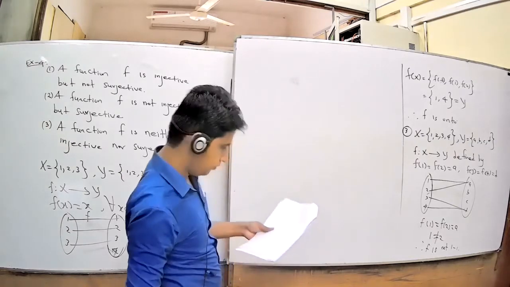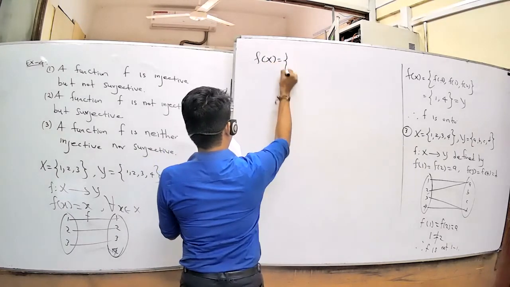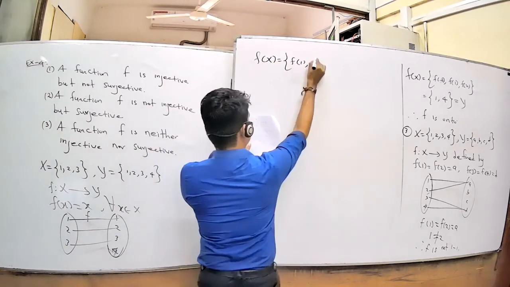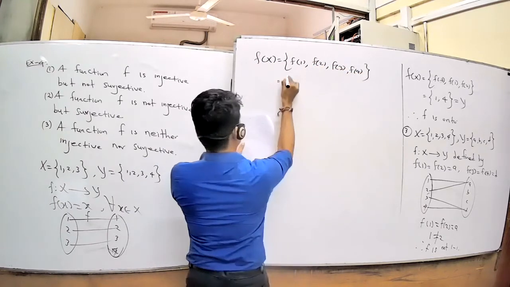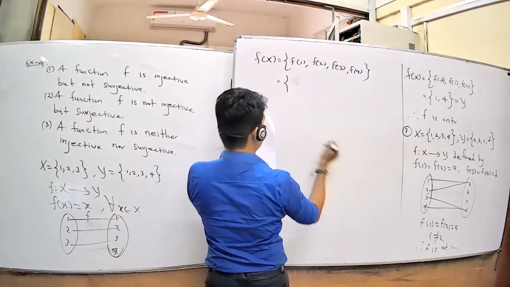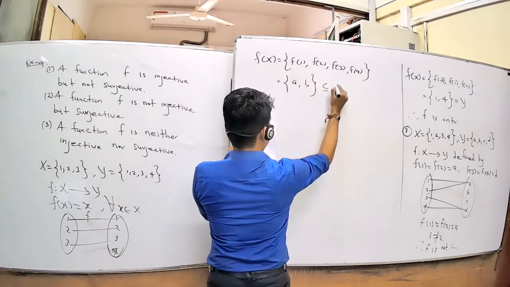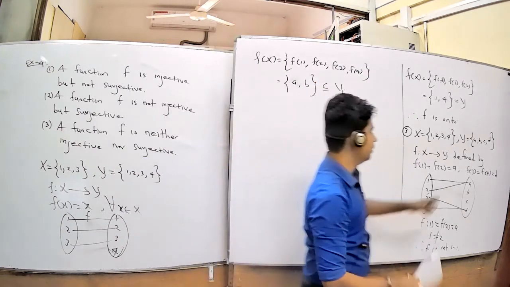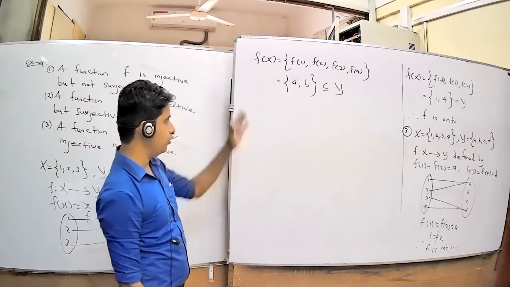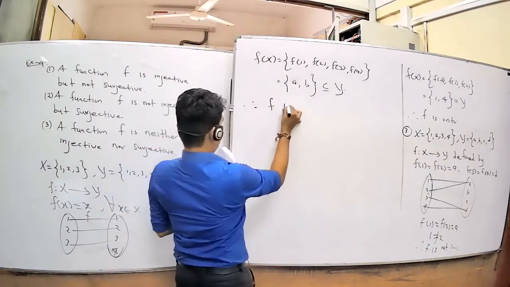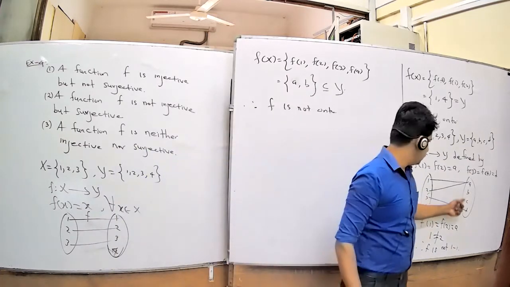Onto condition: your f of x equals f of 1, f of 2, f of 3, f of 4. Right. F of 1 and f of 2 are both A. F of 3 is B. But this is a subset of Y, no? Because Y consists of elements A, B, C, D. Equal to Y means onto, but here it is not equal to Y. Therefore, f is not onto, because there is no pre-image for these elements.